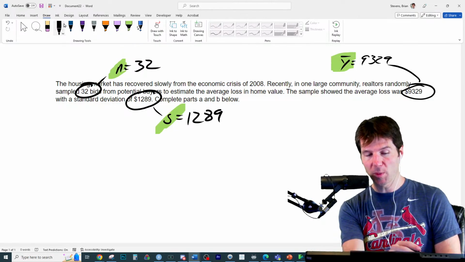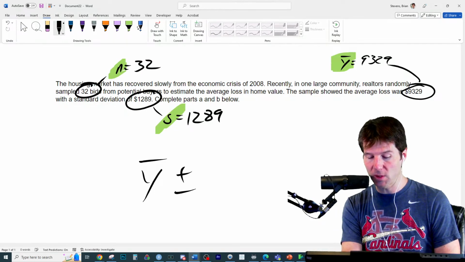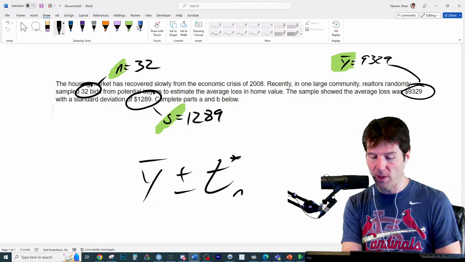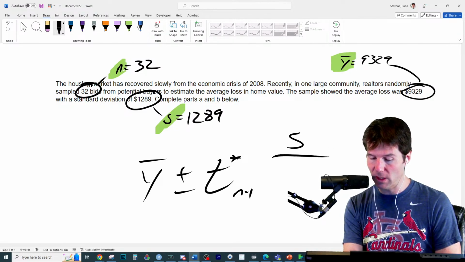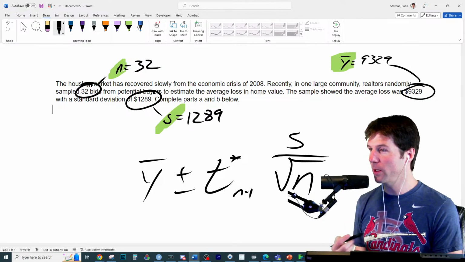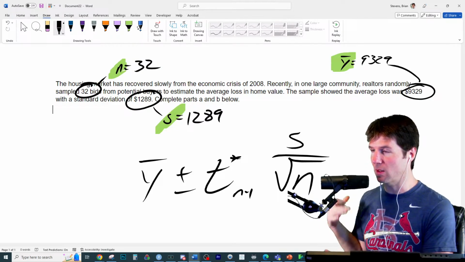So with this right here, we're probably going to be solving the formula Y bar plus or minus T star, N minus 1 degrees of freedom. Check out the previous section, we just talked about that. Why are we currently stuck, which we really can't solve this yet?